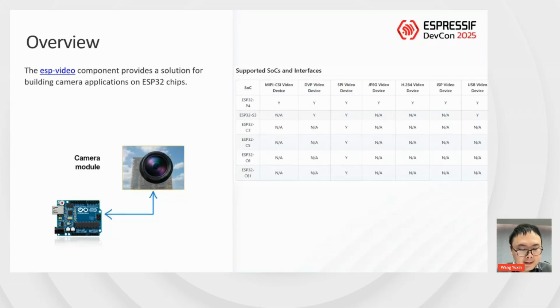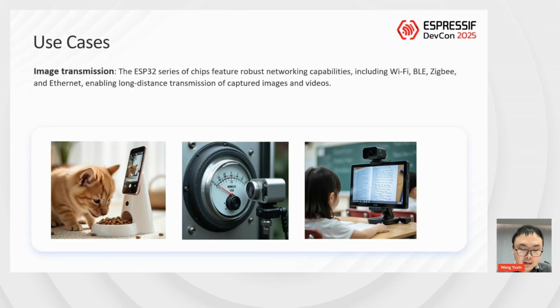Simply put, esp-video is a software component that helps developers easily obtain image data from camera sensors. For example, with the ESP32-P4, you can simultaneously operate multiple cameras connected through MIPI, DVP, USB, and SPI interfaces.